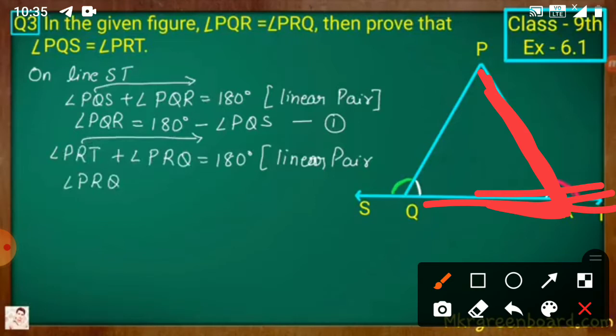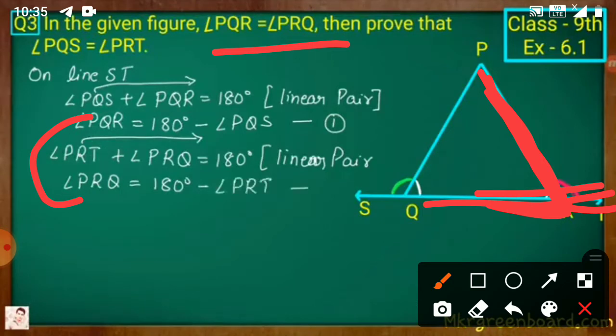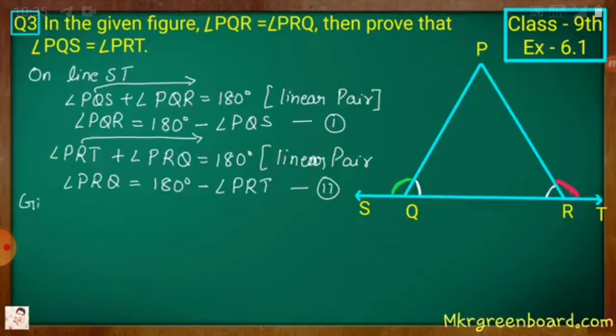So why we are doing this, see the question. What is there? Angle PQR equals PRQ. We need to solve this one. That's why, angle PRQ, keep this side only. And angle PRT you can send that side, means 180 minus PRT. This is equation 2. Condition 1 given there, angle PQR equals angle PRQ.